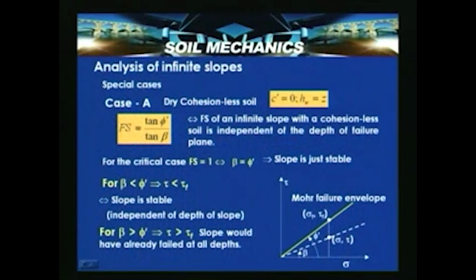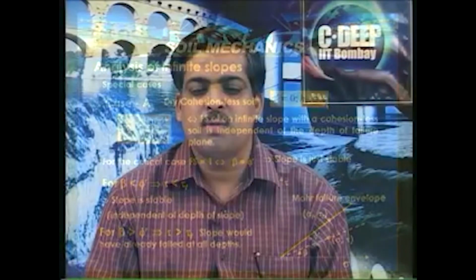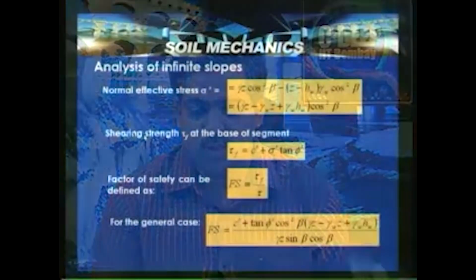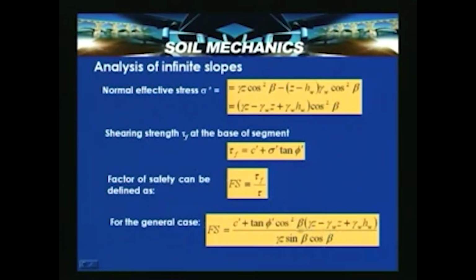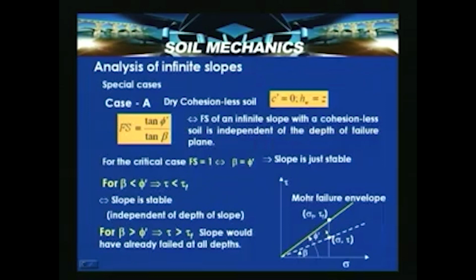Now, considering the special cases within infinite slopes, case A is the dry cohesionless soil where c' is equal to 0 and h_w is equal to z, that is, the water level is at the failure surface, along the rock stratum surface at a depth z from the top surface. In this case, if you substitute in the generalized expression we just introduced c' equal to 0 and z equal to h_w, we get factor of safety is equal to tan phi' by tan beta.